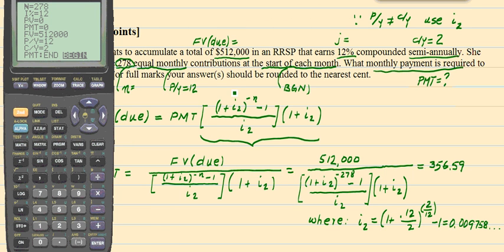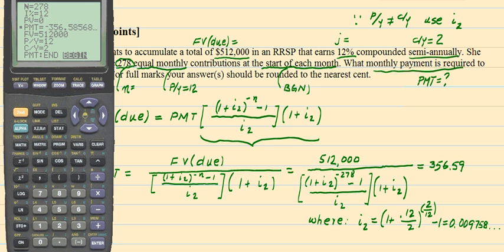And if you're using TI-84, you input your values and then scroll to payment, alpha, enter, and you have the same answer, 356.59.